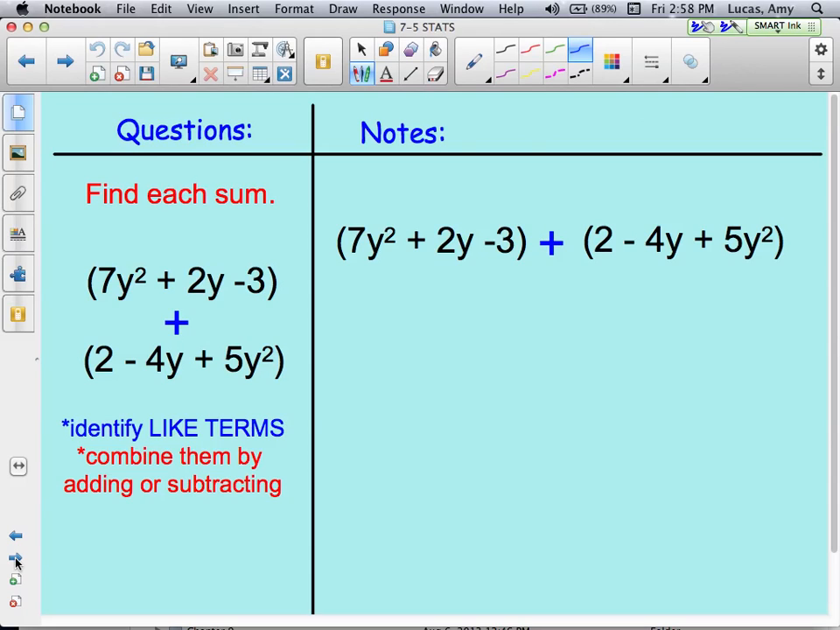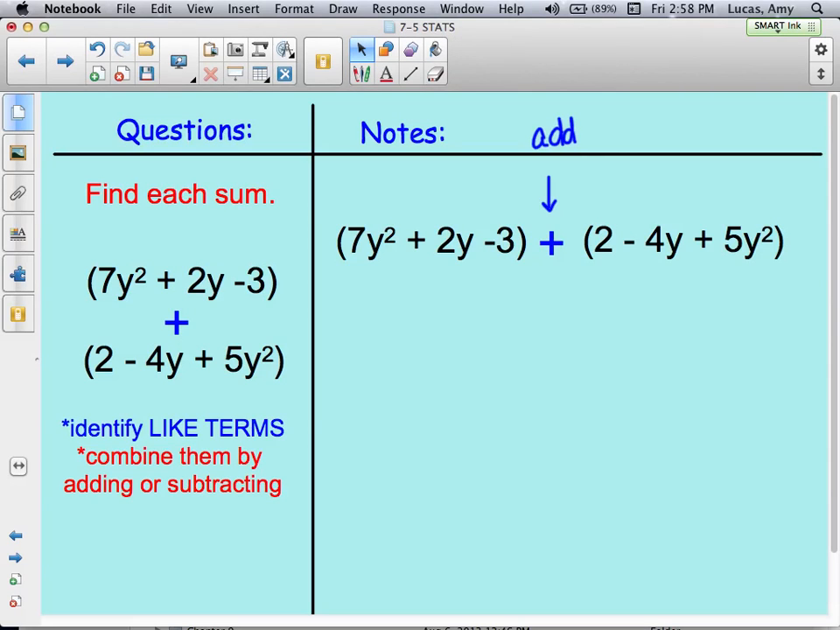And then the instructions give you a couple of clues. Identify the like terms and then combine them by adding or subtracting them. So we have an addition sign in between our polynomials, so that means that we're adding them together. But you may recall that we can only add together terms that are like terms. And when we're adding them, depending on the signs in front of them, we sometimes actually end up subtracting. So hopefully this will come back to you.